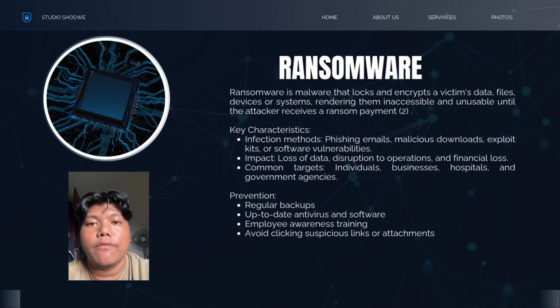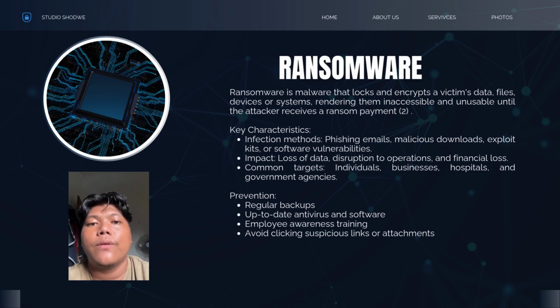Ransomware is one of the most dangerous types of cyber attack today. It's a kind of malware that blocks access to your files or computer system by encrypting them. The attacker then demands a ransom, usually in cryptocurrency, to unlock your files. It often spreads through phishing emails, fake websites, or by exploiting weak security in your system. Once it infects a device, it can spread to the entire network in seconds.